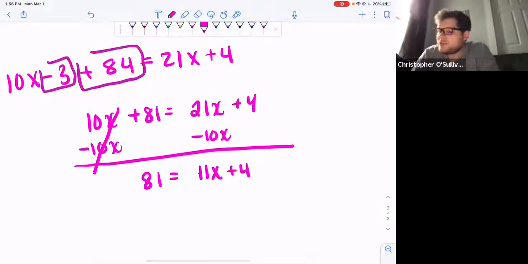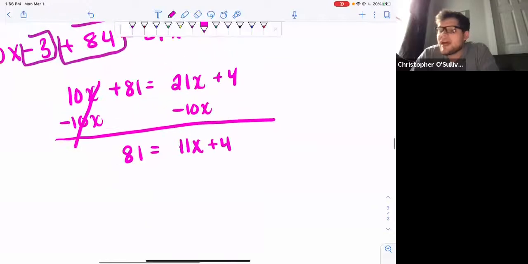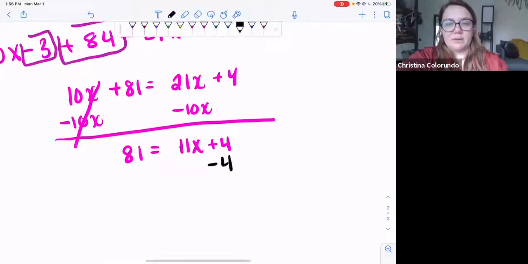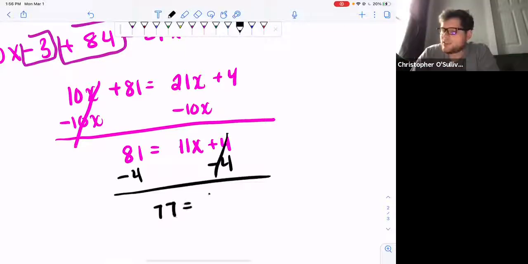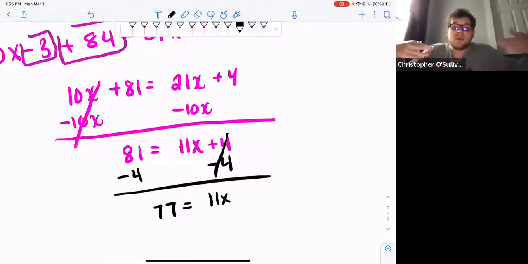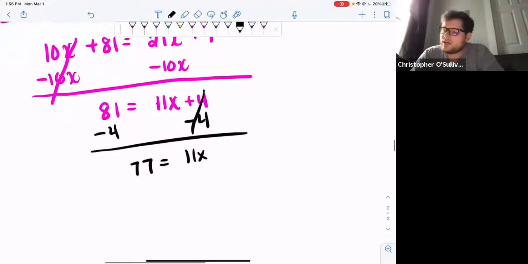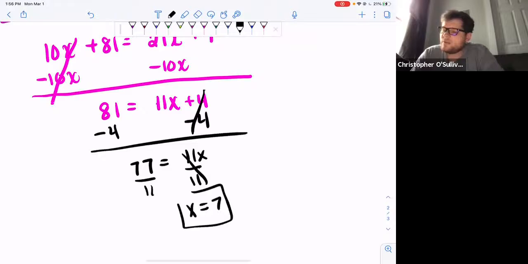And then I have 11x plus 4. Miss C, how do I get rid of my plus 4? You subtract 4 from both sides of the equation. And then I get 77 equals 11x. And if we look, now we only have positive numbers. So now I divide both sides of my equation by an 11. And I get x is equal to 7.